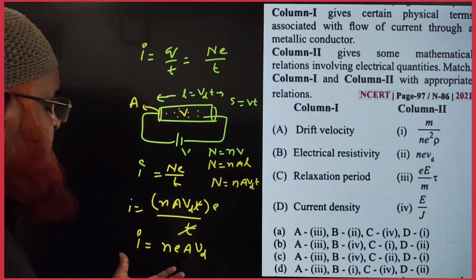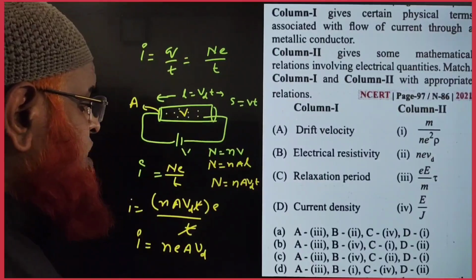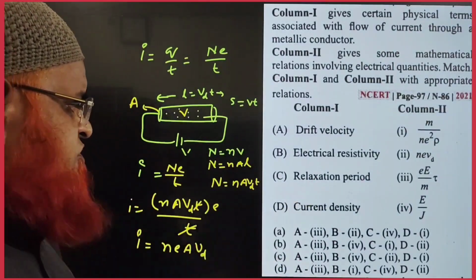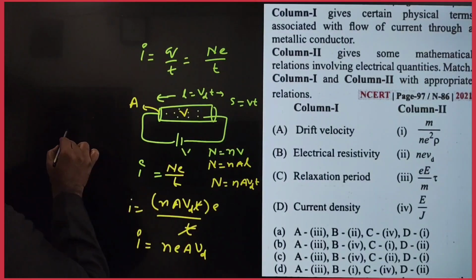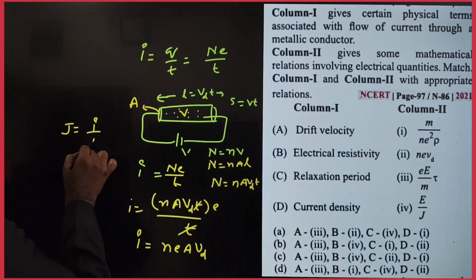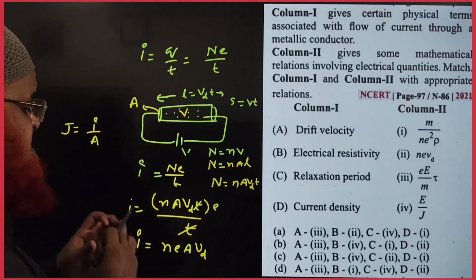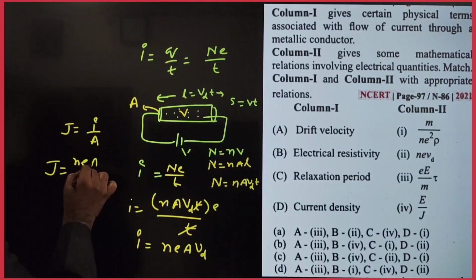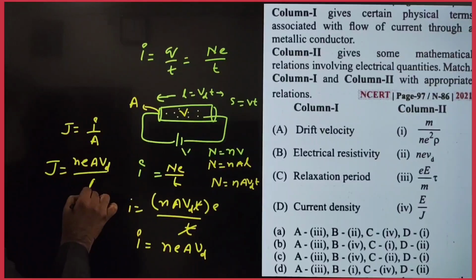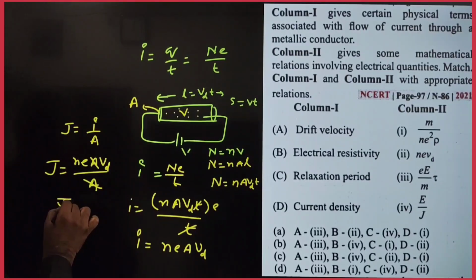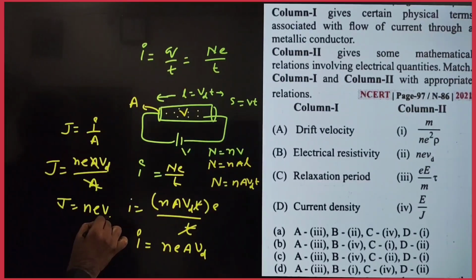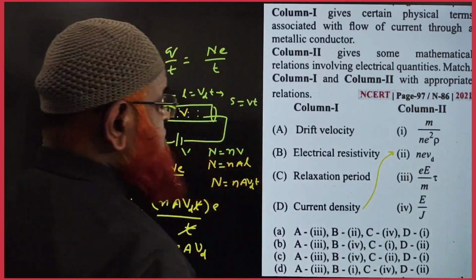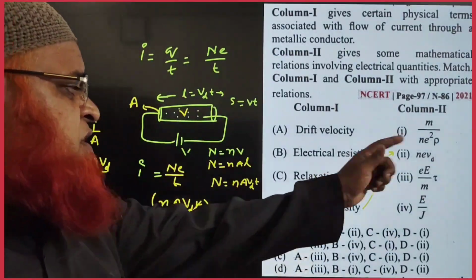Okay. So once you get the formula for current, what is the formula for current density? First, let us start from the last. See, current density is nothing but current passing per unit area. Therefore, it can be taken as N E A Vd divided by A. So A gets cancelled. Therefore, J is nothing but N E Vd. Okay, so J is nothing but N E Vd.